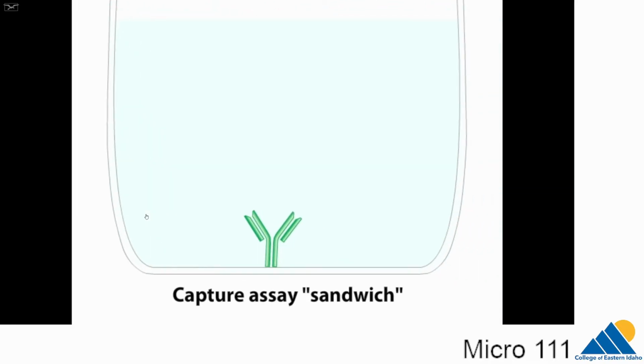Another indirect form of ELISA, called a capture assay sandwich, begins by binding what is called a capture antibody directly to the microtiter well. The capture antibody is specific for a given antigen. Here a patient sample is added and the antigen of interest is captured.